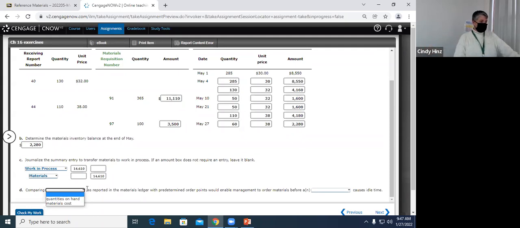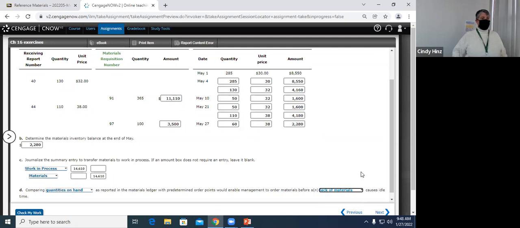And so what we'd be looking at is the quantity on hand, not the unit price, but the quantity. We wouldn't want to be looking at the total dollar amount. Because as you can see, we're in a period of rising prices. In the month of May, our price went from $30 to $32 to $38 for that same material. So we don't want to just be looking at the total dollar amount. That would be misleading. What we want to know is how many units we have on hand so that we don't run out and have to stop work, right? Causing idle time.